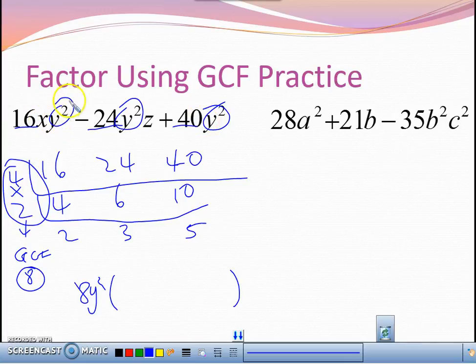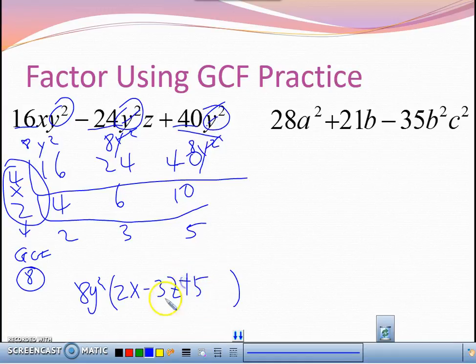So 16x y squared divided by 8y squared. 16 divided by 8 is 2. X, you cannot do anything, so you need to write it there. And then y squared is 1. So that's cross cancel. So you divide the second term by the GCF, which is 8y squared. Negative 24 divided by 8 is negative 3. So write it there. Y squared cancel. So you have z left. You have to put z there. And then the next one, you divide that by GCF again. 40 divided by 8 is 5. And then y squared cancel. So nothing. So this is the answer.